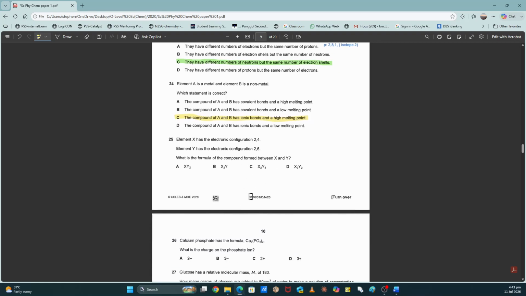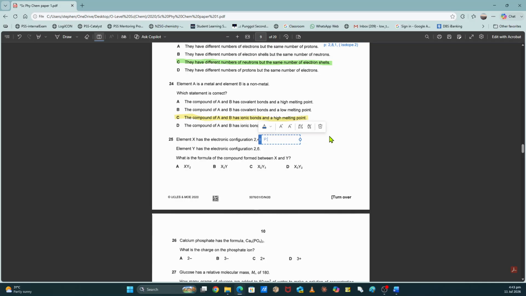Number 25 is interesting. The element has an electronic configuration of 2, 4. Now, what can you derive from here? Whenever you see such a thing, you write for yourself this electronic configuration. Can you tell me something about this?